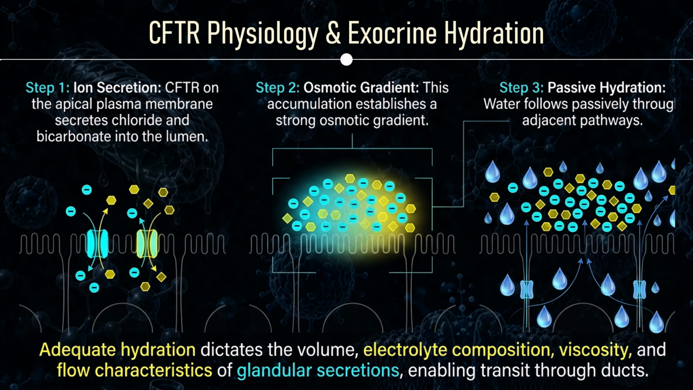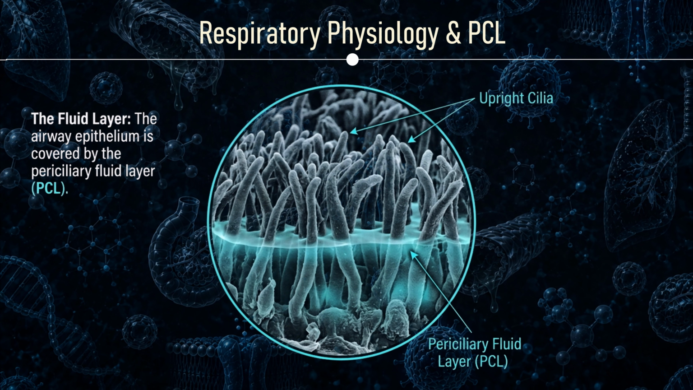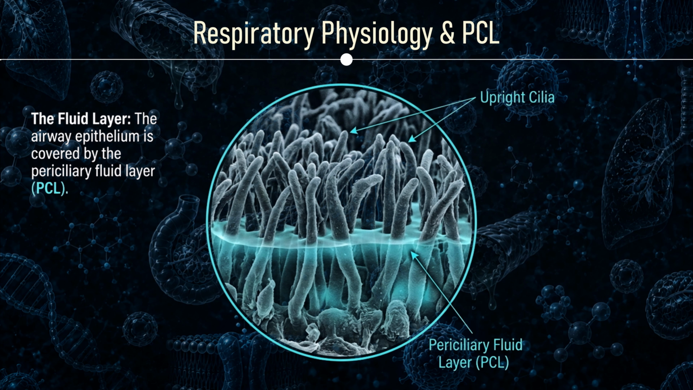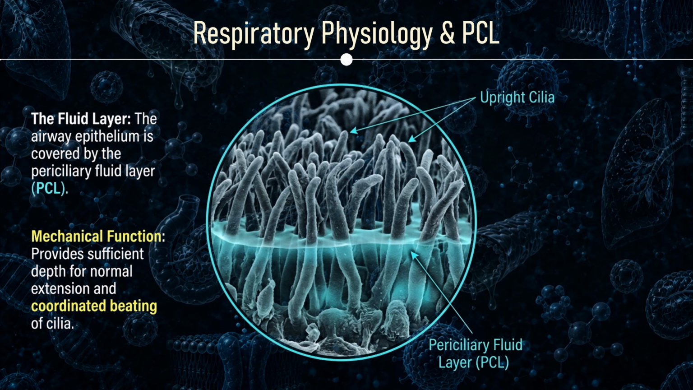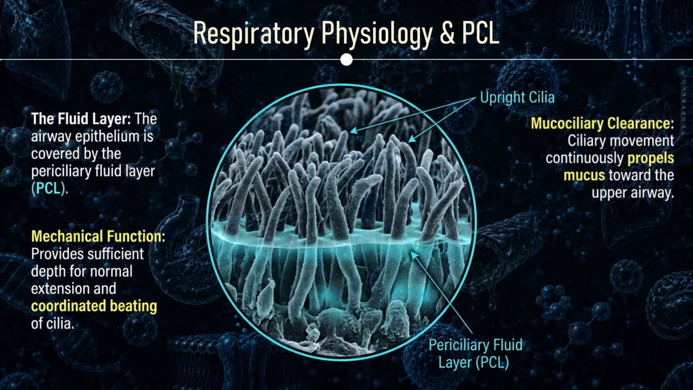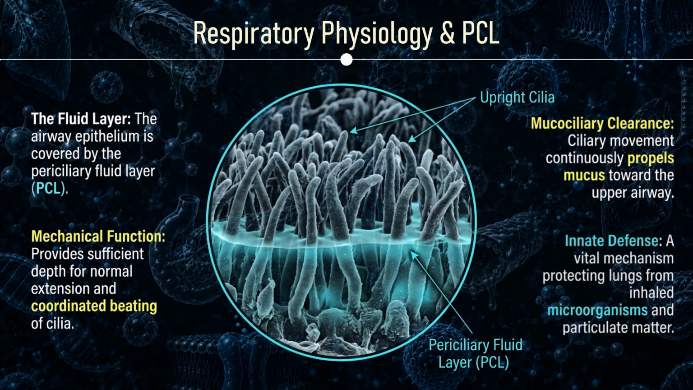The respiratory tract provides one of the best examples of CFTR physiology. Covering the airway epithelium is a thin layer of fluid known as the periciliary fluid layer, or PCL. This fluid surrounds the cilia and provides sufficient depth for their normal extension and coordinated beating. Effective ciliary movement continuously propels mucus towards the upper airway, a process known as mucociliary clearance, which serves as one of the most important innate defense mechanisms protecting the lungs from inhaled microorganisms and particulate matter.